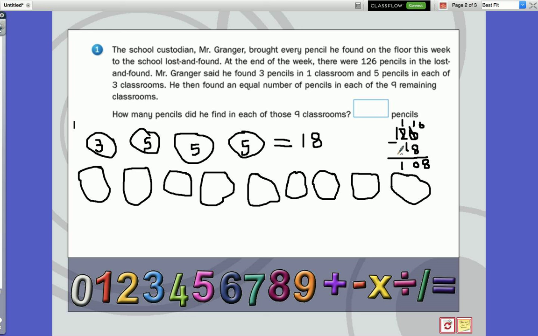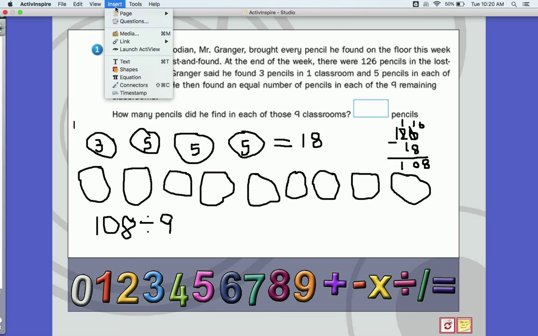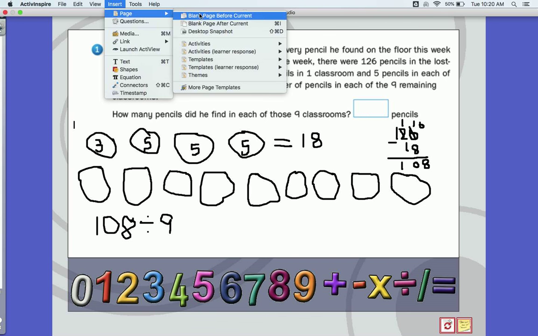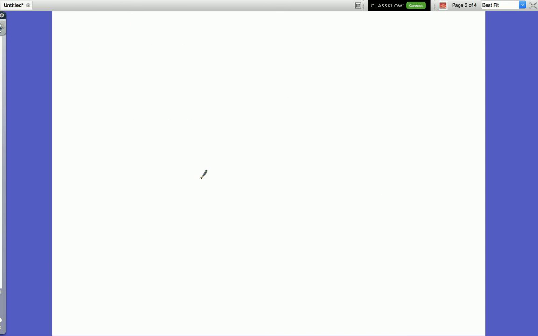So if I want to put this number into equal groups, that means I'm going to divide. So I'm going to do 108 divided by the number of classrooms that he found them in, which was 9. So I'm going to go ahead and open up a new page here so I can do that work. 108 divided by 9.